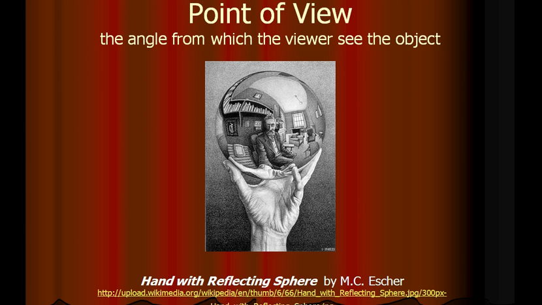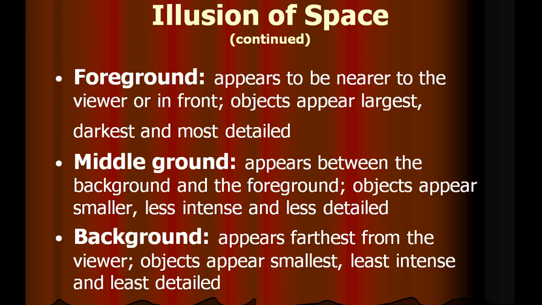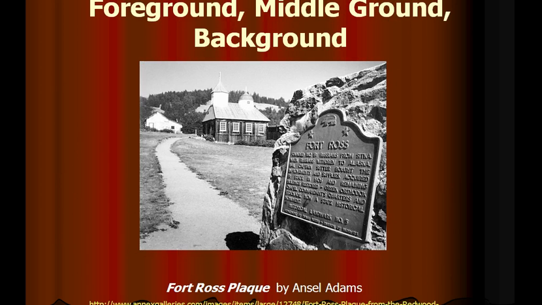Point of view refers to the angle from which the viewer sees the object. The illusion of space can be given through use of foreground that appears to be nearer to the viewer or in front. Objects appear largest, darkest, and most detailed. The middle ground appears between the background and the foreground, and objects there appear smaller, less intense, and less detailed. The background appears farthest from the viewer, and those objects appear smallest. They're the least intense and the least detailed. Foreground, middle ground, and background is illustrated here in this photograph.